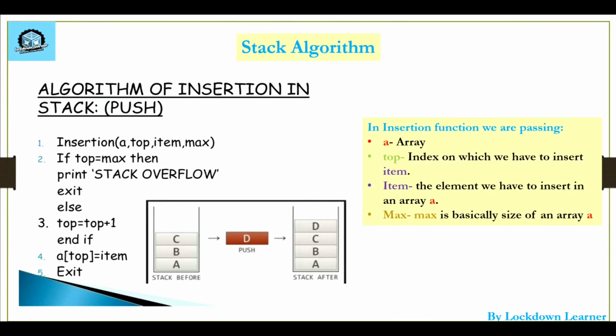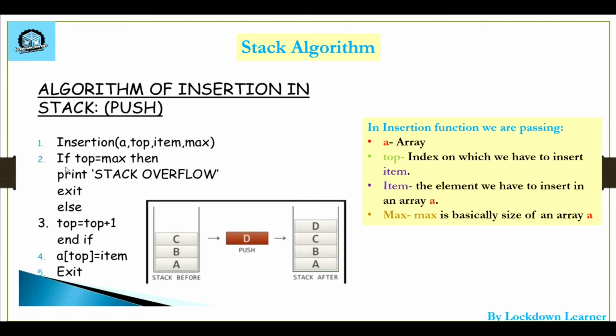Algorithm of insertion in a stack. In the first step you are seeing here, we have insertion with A, top, item and max. Let us discuss each. A is an array in which you have to insert an element, which is item, and top is the index at which you have to insert in the array. And max is the capacity of the array, the number of elements you can insert in an array. Suppose you define int AR of 5, so the capacity of the array is only 5.